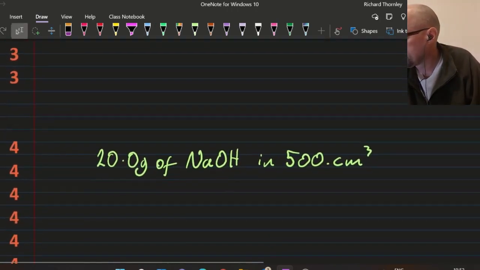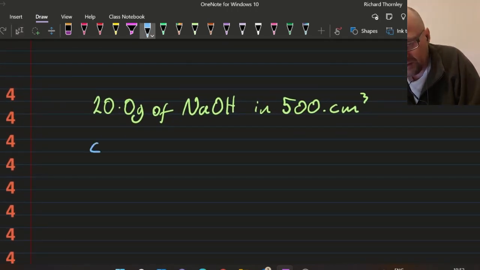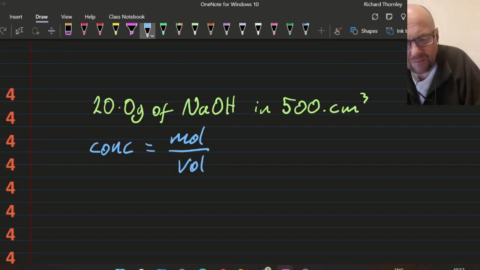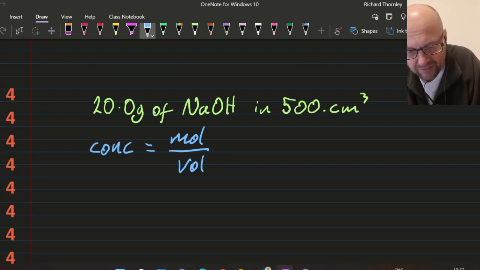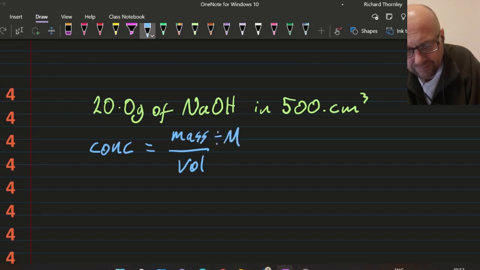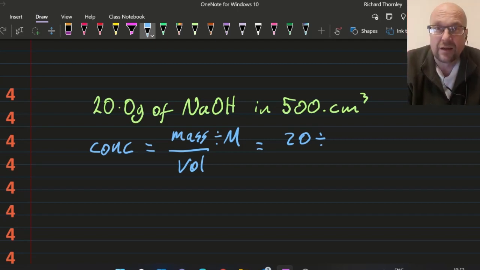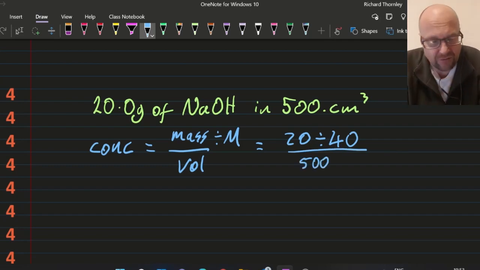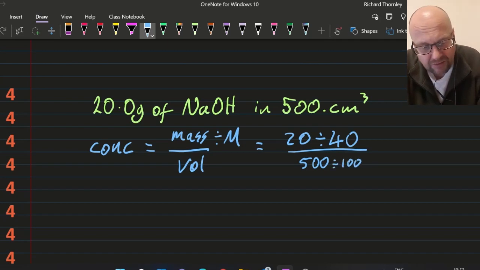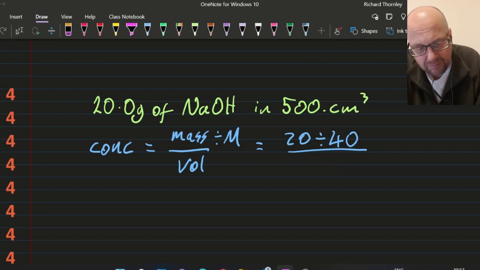Question 4. Okay, so concentration is moles over volume, but we've not given you moles, we've given you the mass, and you can work out the molar mass. So actually, moles is mass over molar mass. The mass is 20. The molar mass of sodium hydroxide is 40. And divide by the volume, you might think that's 500. No. It's 500 divided by 1,000. You need decimeters cubed. So that's going to come out at 0.5.